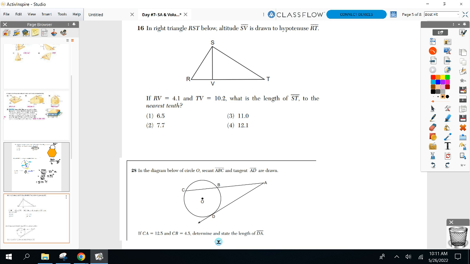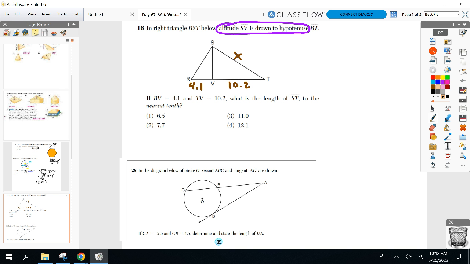RV 4.1, TV 10.2. What's the length of ST to the nearest 10? There is a phrase in the directions I want you to be familiar with. Ready? Altitude to the hypotenuse.